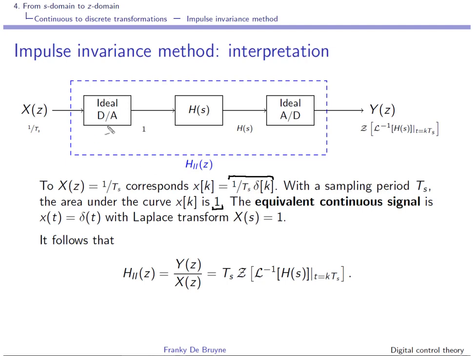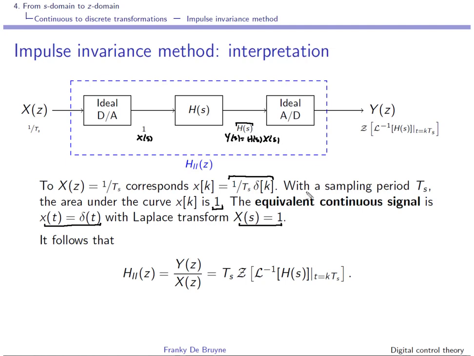So if we have an ideal conversion digital to analog, the equivalent continuous signal that you would have over here is a Dirac impulse, and remember that the Dirac impulse has an area under the curve of 1. The Laplace transform is X(s) = 1. It goes through the system, and of course you have Y(s) = H(s)X(s). So in this case you're left with this one.